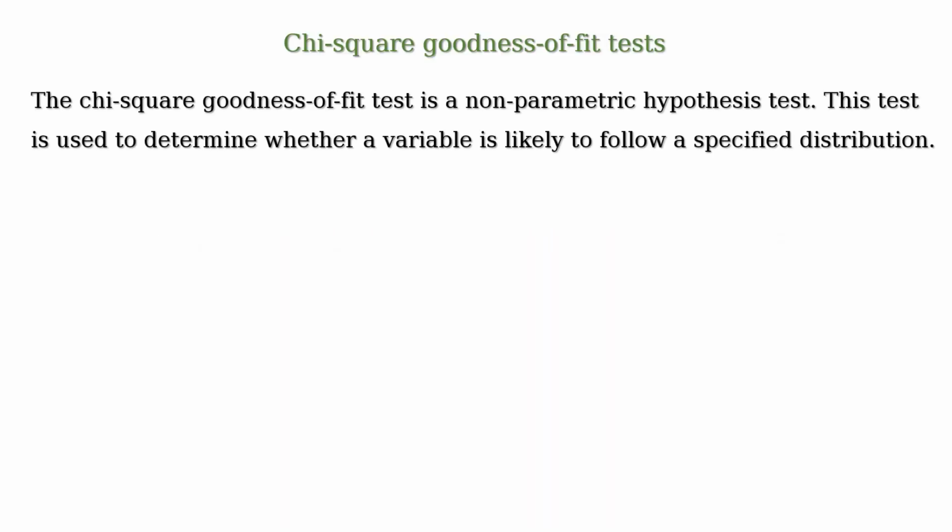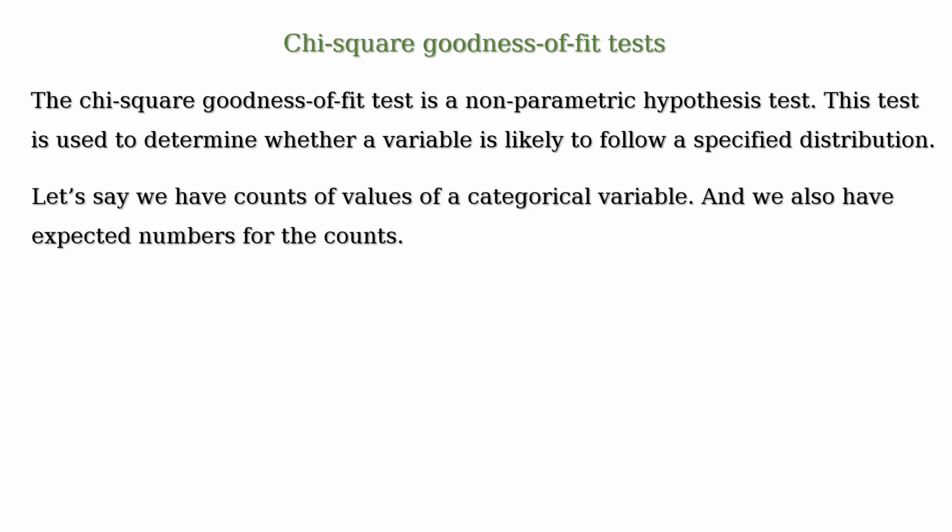What is a chi-square goodness of fit test? When do we perform this test and how to perform this hypothesis test? In this video, we will try to understand that. The chi-square goodness of fit test is a non-parametric hypothesis test. This test is used to determine whether a variable is likely to follow a specified distribution.